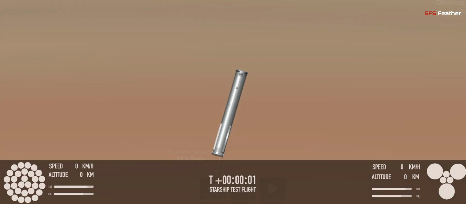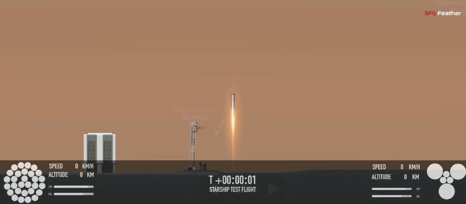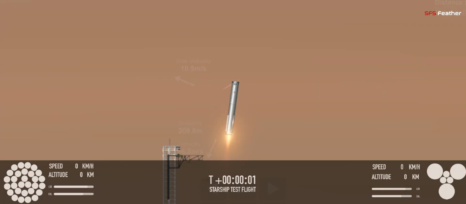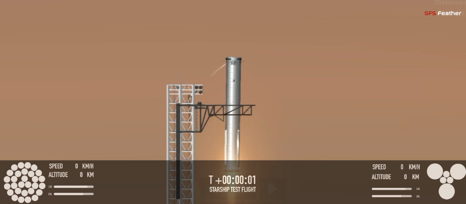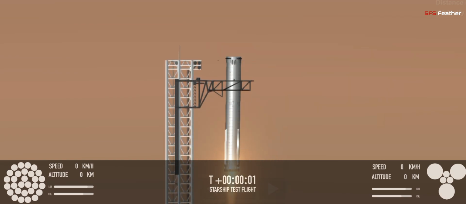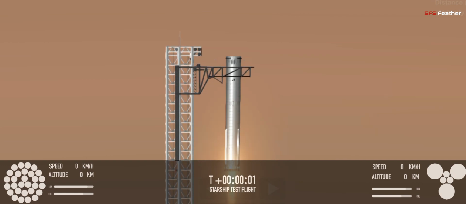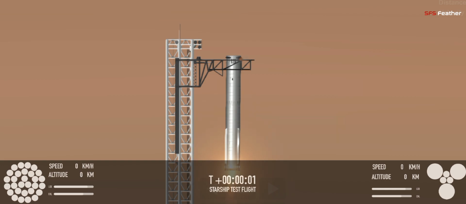You can see how fast this vehicle is moving on the left hand. We're now down to three Raptor engines. We can see those chopsticks now. Booster landing burn shutdown. Mechazilla has popped the booster.